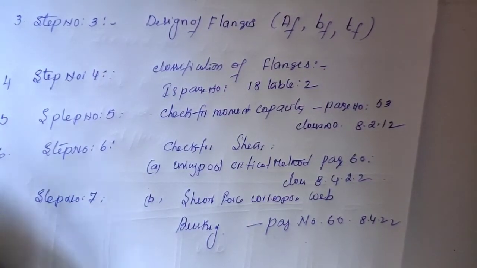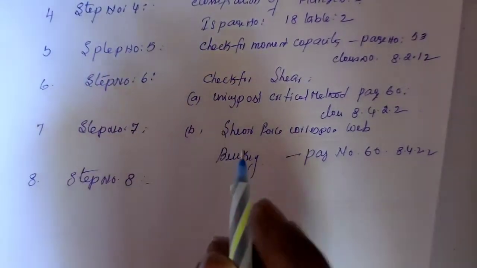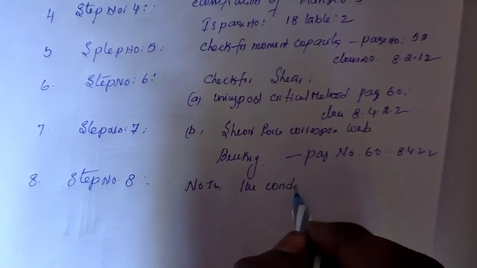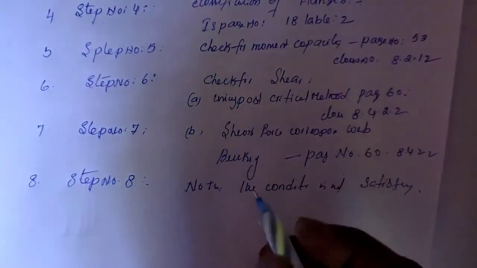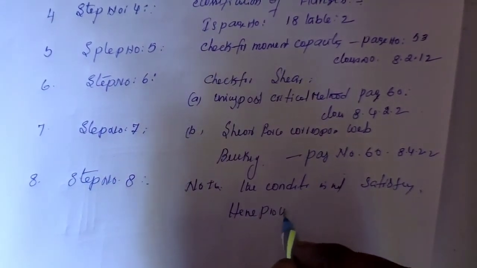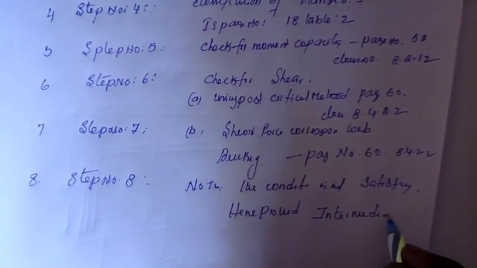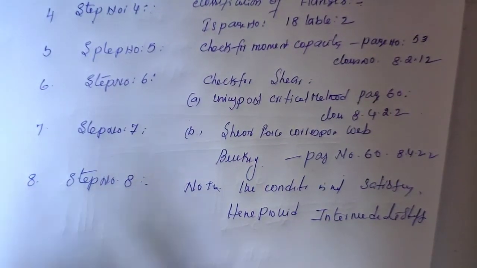Therefore step number 8: note, the condition is not satisfied, hence provide intermediate stiffener. This is intermediate stiffener. This is end stiffener.